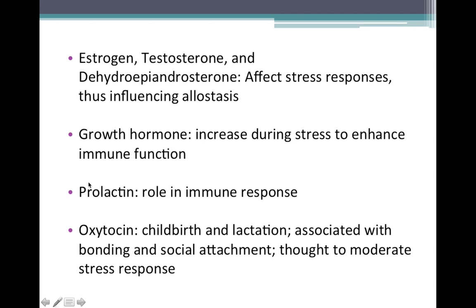Now, prolactin is also released during the stress response, and this has an effect on your immune system. Oxytocin is also released during the stress response, and it's actually associated with things like social attachment and pair bonding.